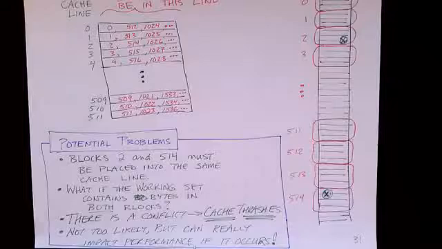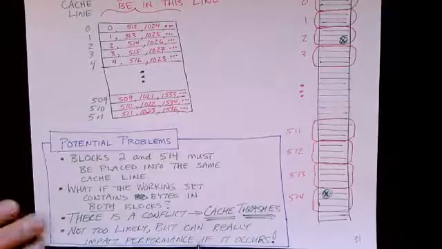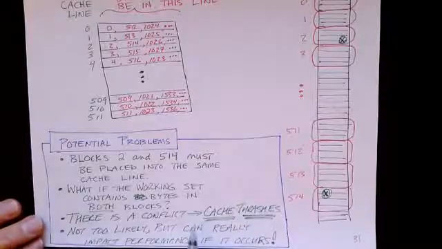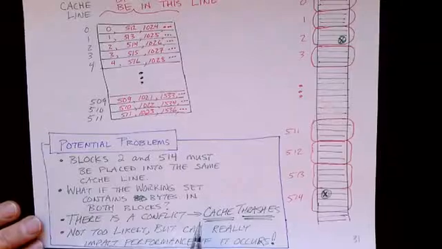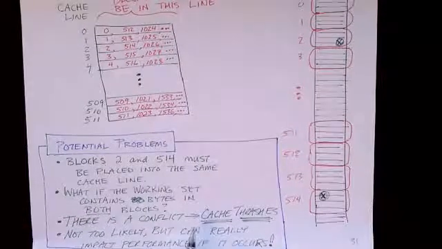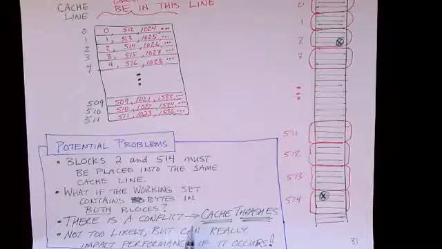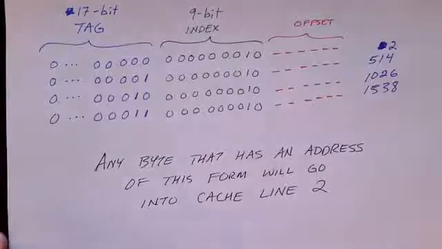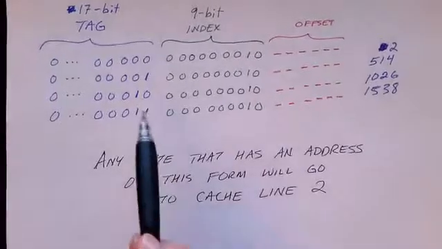So we can't really tolerate cache thrashing, and this is why direct mapped caches by themselves, as I've described them, aren't quite adequate. But it's a starting point, and we'll move on to the general case in just a second and see how we can solve that problem. But before we move on, let's look at what's going on here in a little bit more detail.